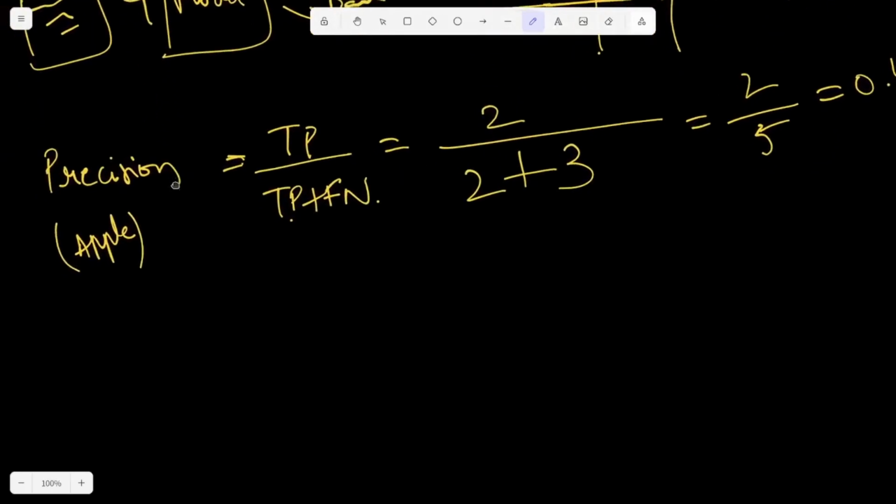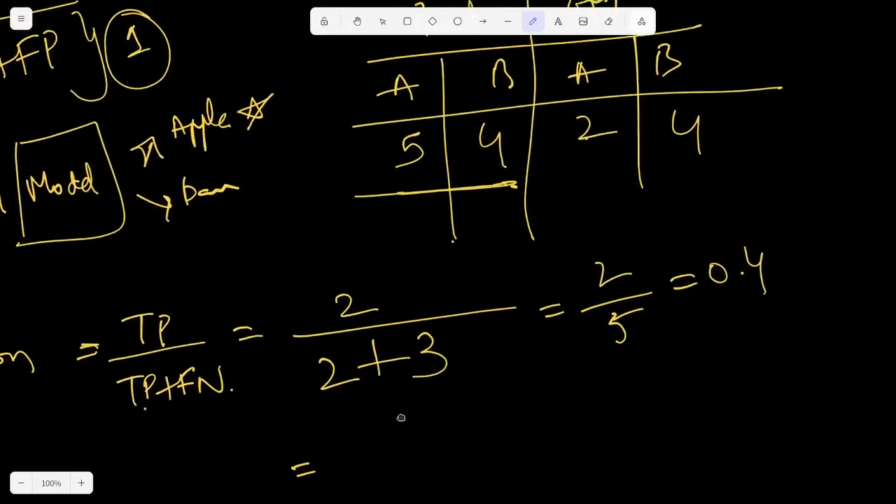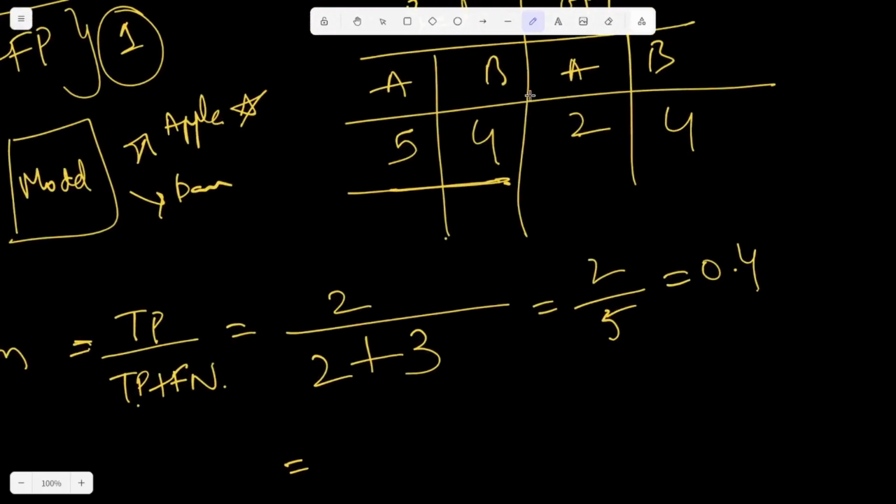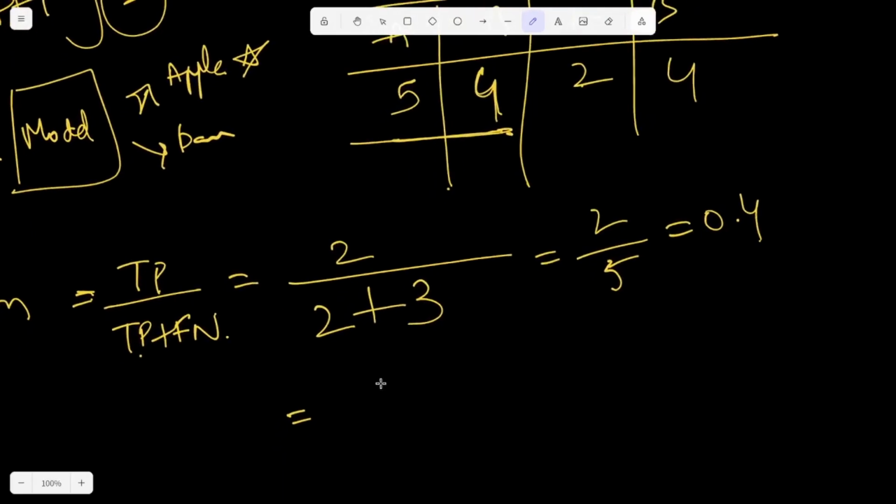Let's calculate the same for bananas, right? And I'll just start it from here. What is the true positives in bananas? Well, there are 4 bananas. The model predicted there to be 4 bananas, and there are actually 4 bananas. So the true positives become 4. And we repeat the same number again.